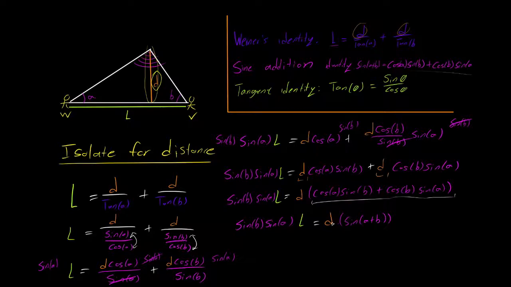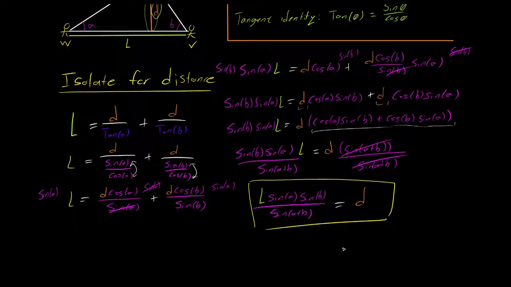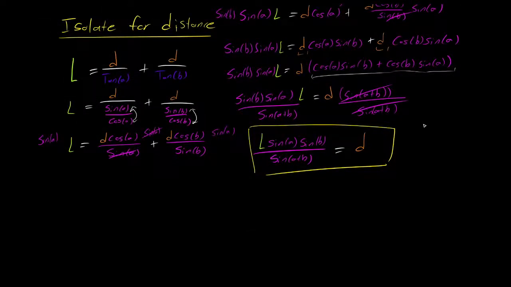Awesome. And now, since D is multiplied by sine A plus B, we can finally isolate for D. So we can do that by dividing both sides by sine A plus B. And these will cancel out. And we get our final formula. If we rearrange some terms a bit, we get L sine A sine B over sine A plus B is equal to D. And this was what Werner was able to figure out. So here's the grand formula, and now let's see it in practice.